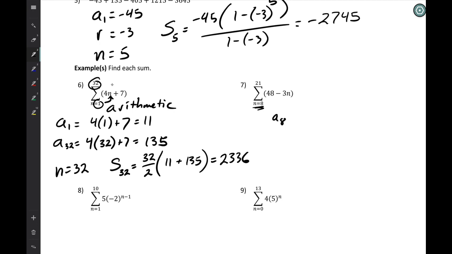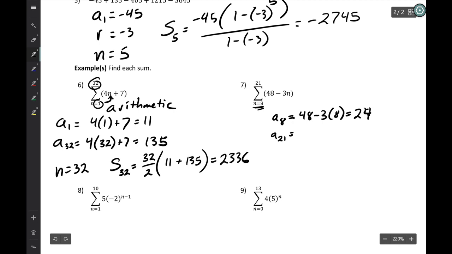So A sub 8 is equal to 48 minus 3 times 8, which just happens to be 24. Then I got the last term, A sub 21. This is going to be equal to 48 minus 3 times 21, which is -15. And then I go through and I think, well, how many terms are there then? There's not 21 because it starts at 8. What I like to do is 21 minus 8, but that takes away all 8. I got to put back in the 8th term, so I do plus 1. And this so happens to be 14.